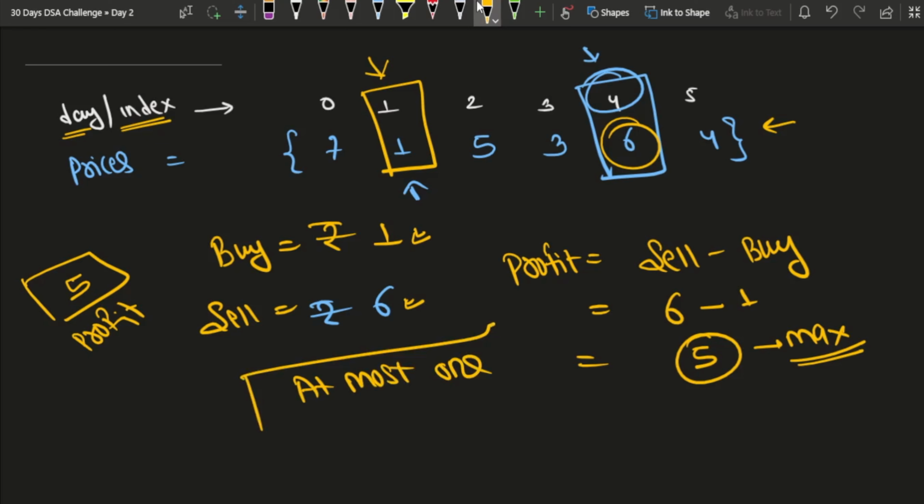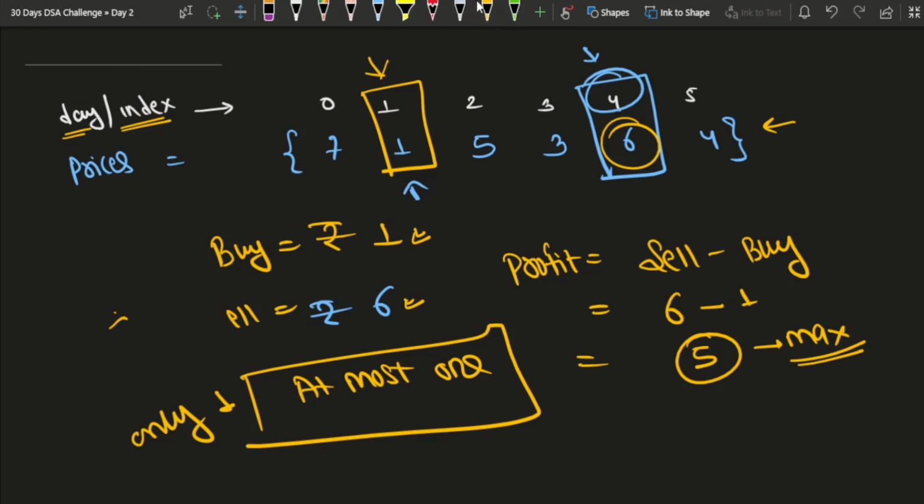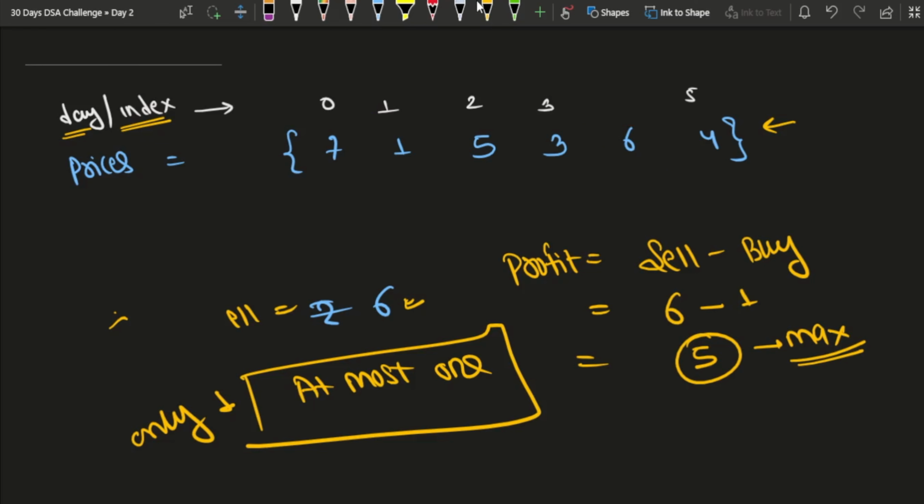Okay, we have to do this transaction only once, right? We can do this transaction only once, and we have to find the maximum profit which we can make by this process. Okay, so how will we approach this question and how will we develop our intuition?